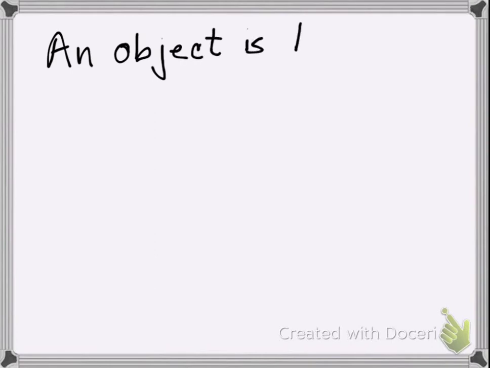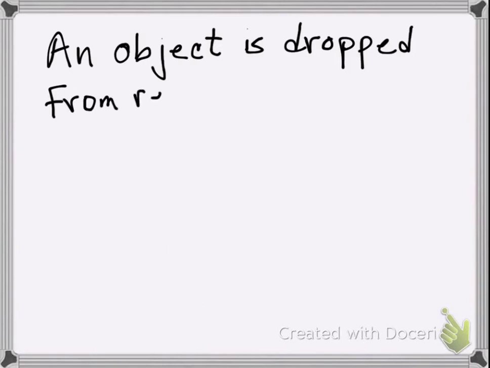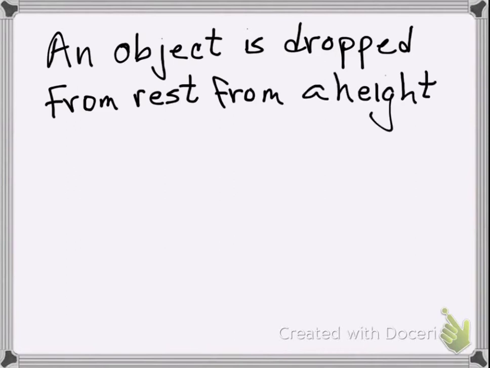We'll say that, let's write out a problem. And that's not the device I wanted. So let's say an object is dropped from rest from a height of 100 meters. Okay, so we can find two things.